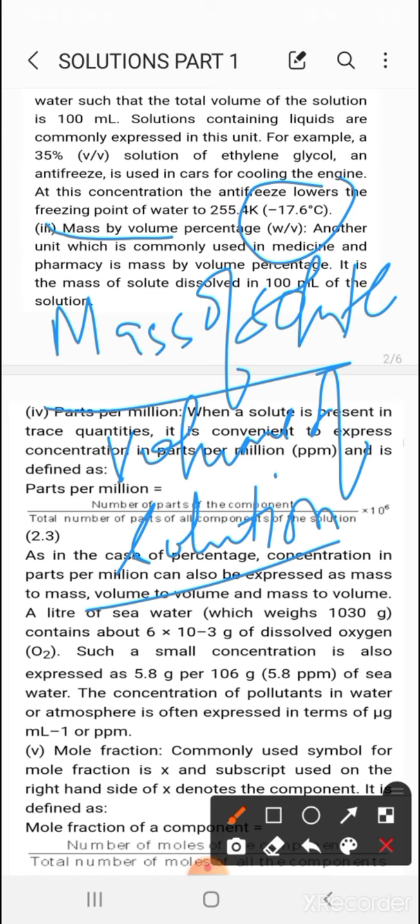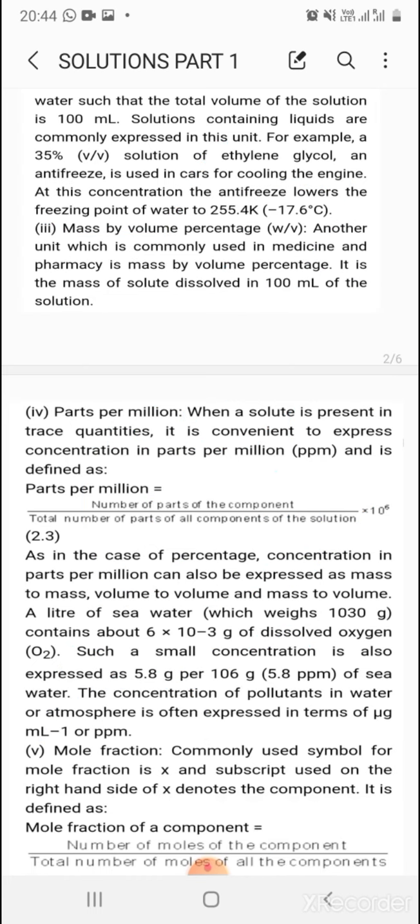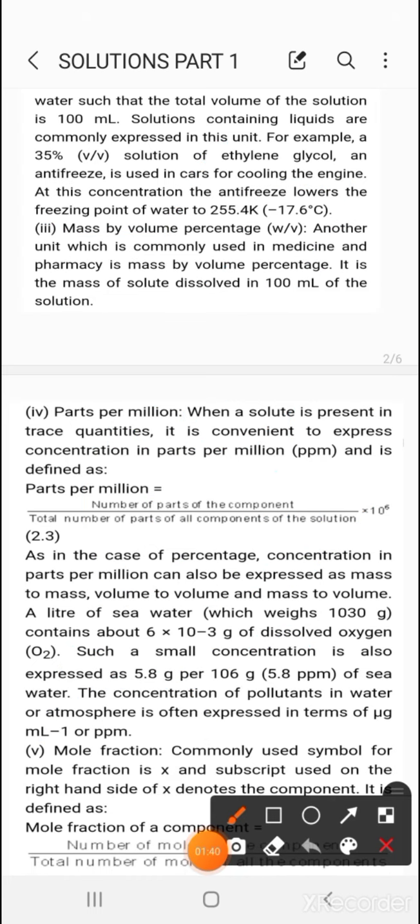So this is another concentration which we call strength. So what is strength basically? Mass of solute, it is fixed that the mass should be of solute, divided by the volume of the solution. If you multiply it by 100, it will be W by V percentage. So another unit which is commonly used in medicine and pharmacy is mass by volume percentage. It is the mass of solute dissolved in 100 ml of the solution.